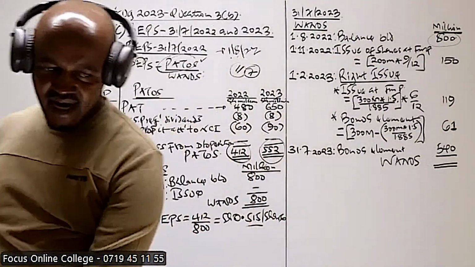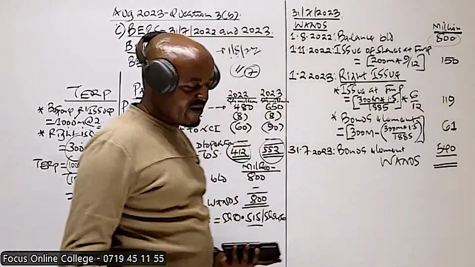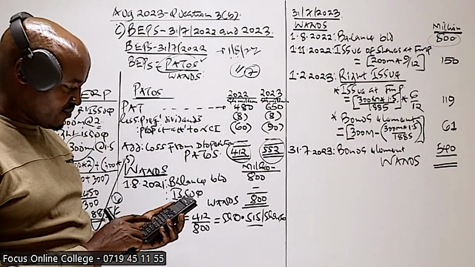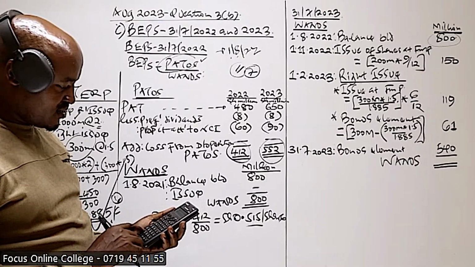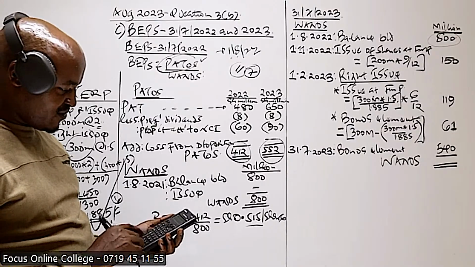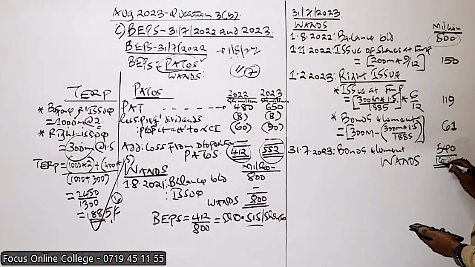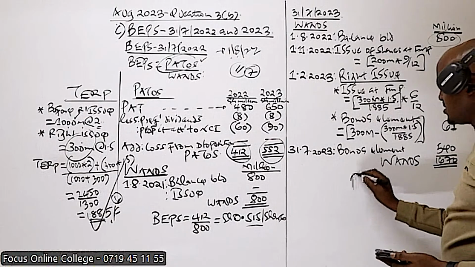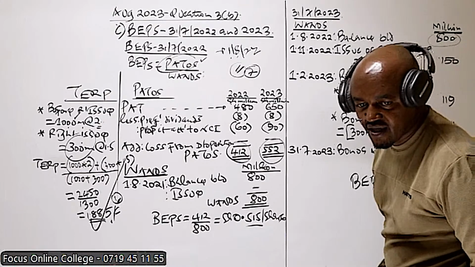So what we need to compute now is the weighted average number of ordinary shares. We basically add all that, whatever you have here, from 800 all the way down to 540. So you have 800 plus 150 plus 119 plus 61 plus 540. And basically that will give us 1670. I hope that is what you're getting.